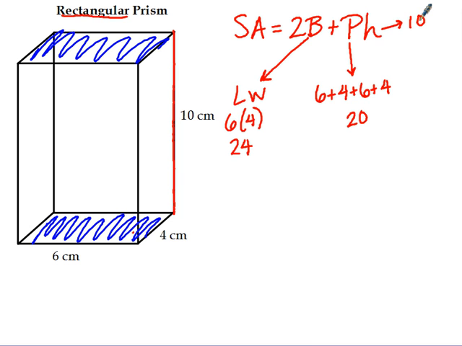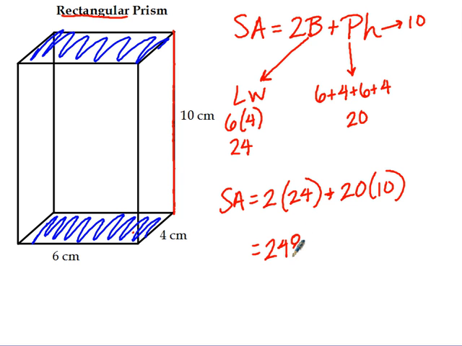So now the surface area is going to be 2 times 24 plus 20 times 10. And when you plug all that into the calculator, you're going to get 248. And this is area, so it's going to be centimeters squared. So that's just the area of all the surfaces.